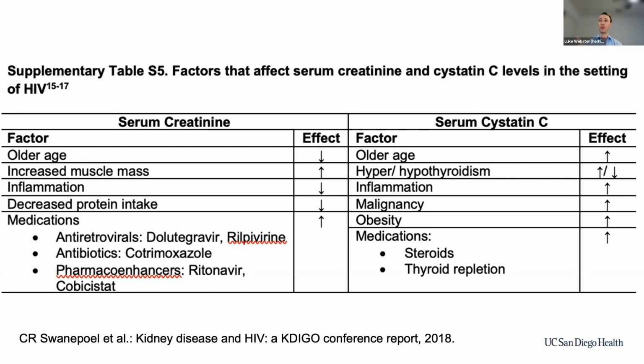But certainly we know that older age, hyperthyroidism, inflammation, steroids, malignancy, and obesity can all falsely elevate your cystatin C. And other things like hypothyroidism can decrease your cystatin C. And so I would just say, use it with caution, but certainly if you have questions, that is what we are here to help you answer and to help you determine: is this a concerning number or is this a number that might be explained by other factors?